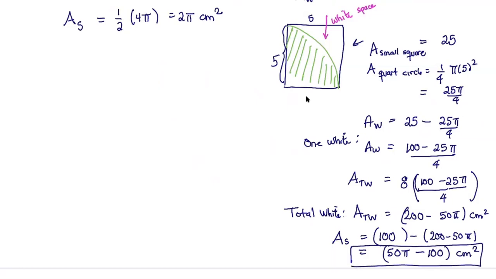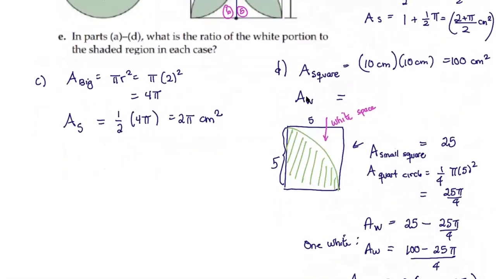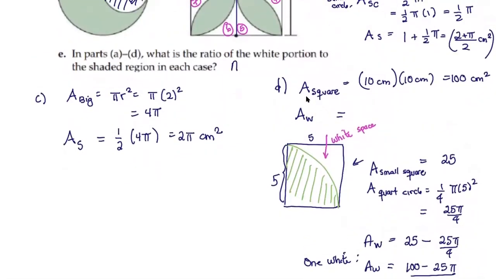To answer part E of this question, all you have to do is take the area of the shaded region and divide it by the area of the total region, of the white space. So in order to answer E, you'll take AS and divide it by AW. And that's how you would find that.